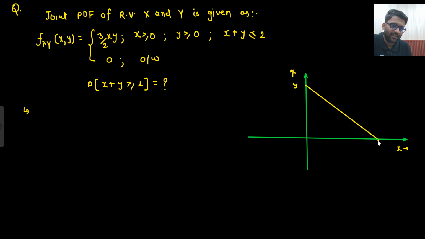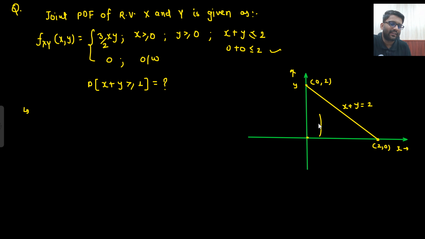So let's just say if this point is 2, this point will be 0. If this point is 0, this point will be 2. So this is the equation of x plus y equals 2. So where will be x plus y less than 2? If you put 0 comma 0 in this equation, is it satisfied? Yes. That means this will be the region.